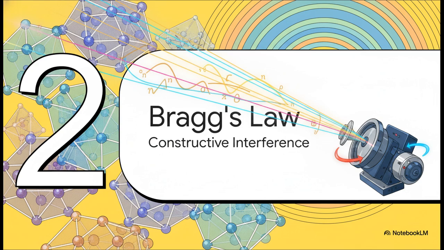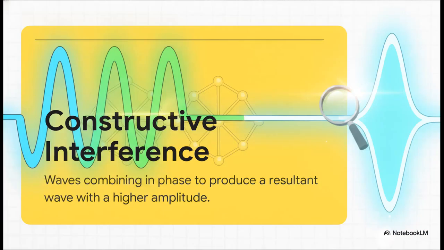Now that we know we need a beautifully ordered crystal, let's look at the mathematical key that unlocks that atomic structure. To really get Bragg's law, you first have to grasp the foundational physics behind the whole thing, and that's constructive interference. See, because X-rays are waves, when they bump into each other, they can either amplify each other or totally cancel each other out.